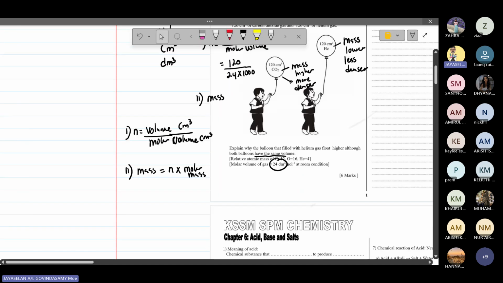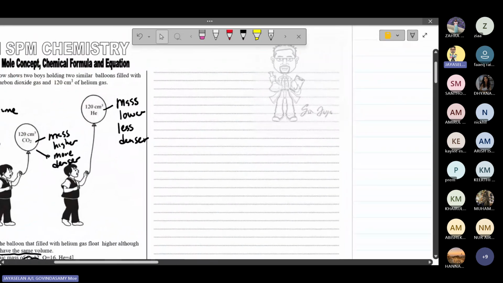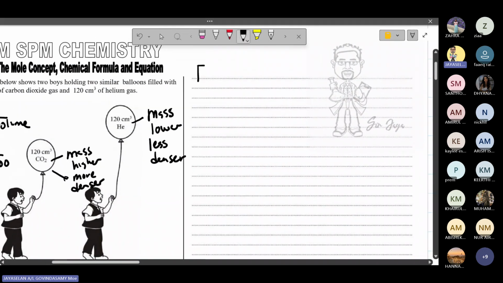How many marks is given? 6 marks. Ini pernah keluar masa 2021 paper. Lepas tu dah 5 tahun tak ada keluar. So make sure remember. Okay, so I do the first one. Okay, so saya letak macam ni.